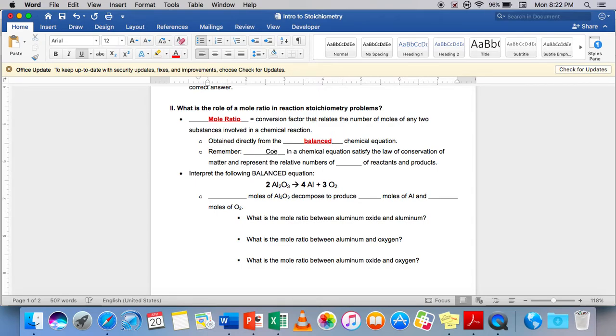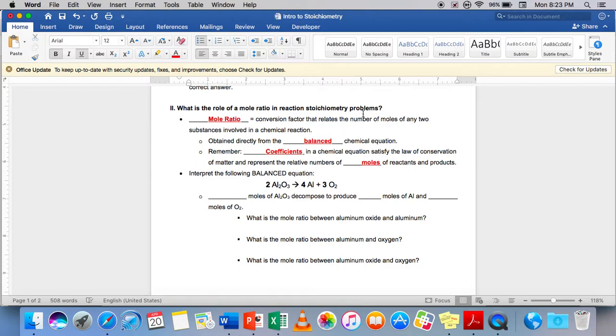Well, the coefficients, which hopefully you remember are the numbers that go at the beginning of the equation, help to satisfy the law of conservation of matter, and they represent the relative number of moles of reactants and products. So when you have a balanced equation, that number at the beginning of the substance is the coefficient and it represents the moles. So let's interpret the following balanced equation.